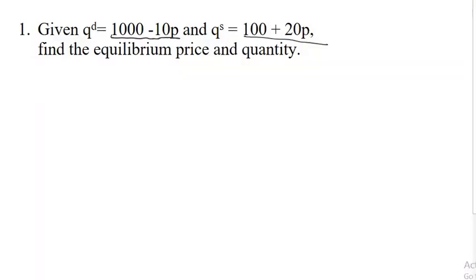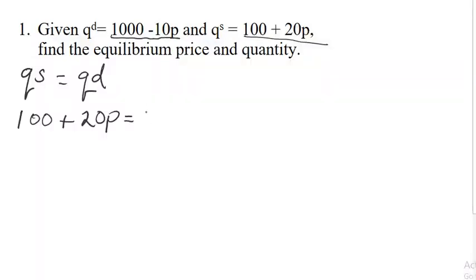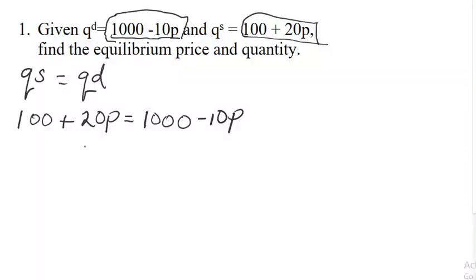I want you to know that at equilibrium, quantity of supply equals quantity of demand. Now look at the equation for quantity of supply, which is 100 plus 20p equals quantity of demand, which is 1000 minus 10p. So you can see I let quantity of supply, what we have here, equal quantity of demand, which is what we have here. Now the next thing is to collect like terms. Remember I said this happened at equilibrium.